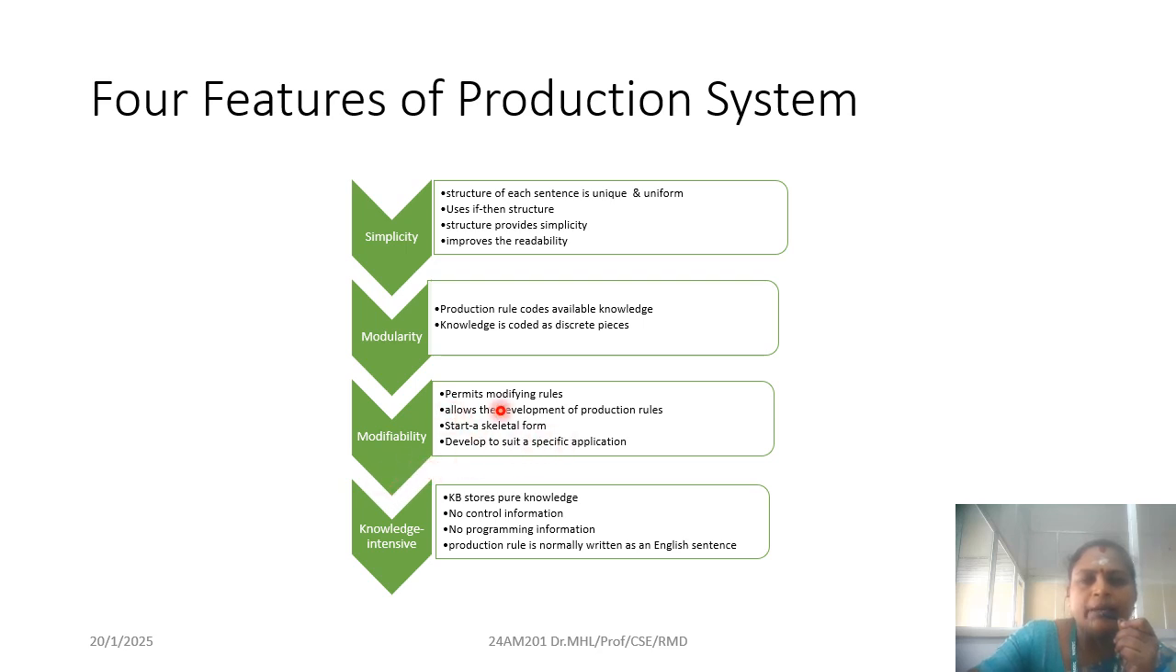Modifiability: it permits modifying the rules. Hence, it allows the development of the production system. You start with a skeletal form and keep on developing it to suit a specific application. The final feature is knowledge intensive. Knowledge bases, as we have seen previously, store pure knowledge. There is no control over the information. There is no programming information in that. Production rules are normally written as English sentences.